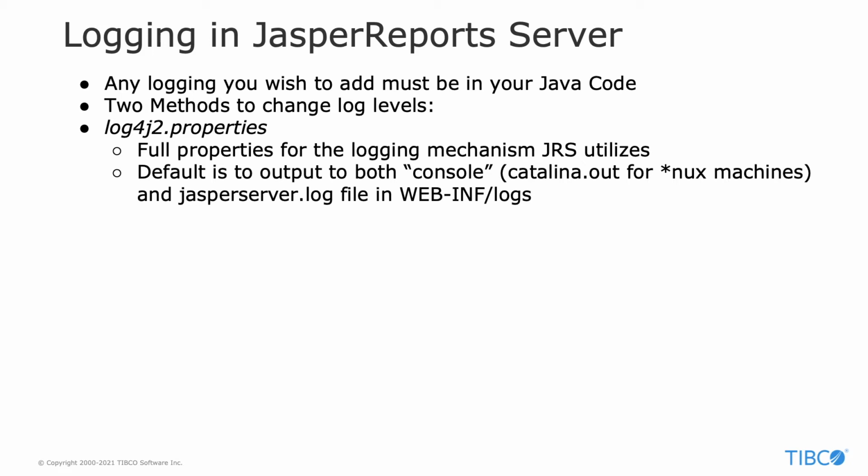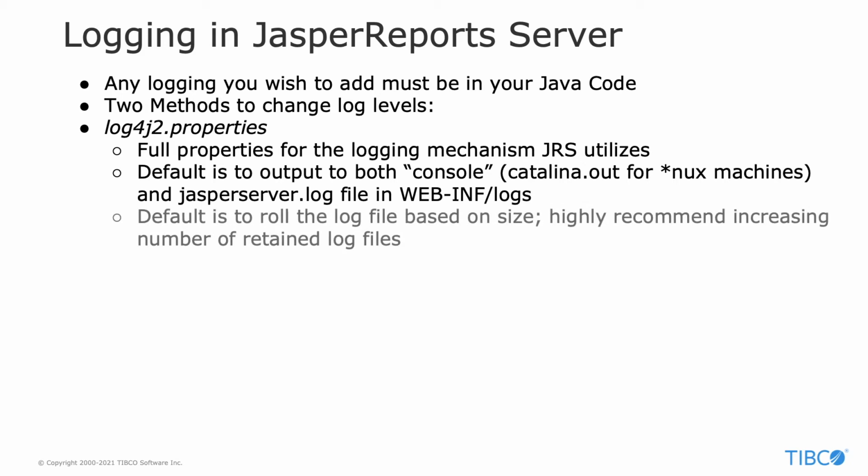But then also it logs to the jasperserver.log file, which is located in your WEB-INF/logs directory. By default, it is set up to roll that file based on size. When it gets to a certain size, I believe 1 megabyte is the default setting, it will roll the file automatically. I believe with our log4j2 settings, we started to default to the zip version, so it actually zips the file when it rolls it, but that can be tweaked and changed here as well.